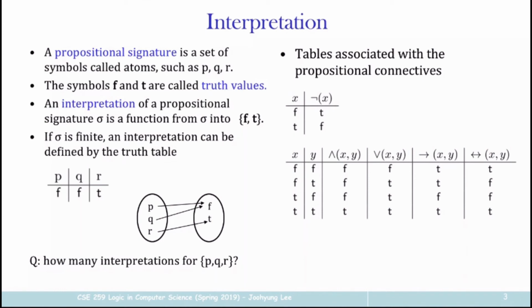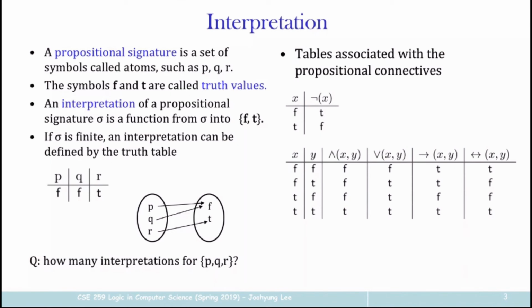So basically this interpretation, mathematically, is a function from signature to truth values. Okay, so if you have atoms like P, Q, R, then P can be mapped to one of the two values, true or false. Q can be mapped to true or false, and R can be mapped to true or false, right? So each of these mappings is called a function, is an interpretation.